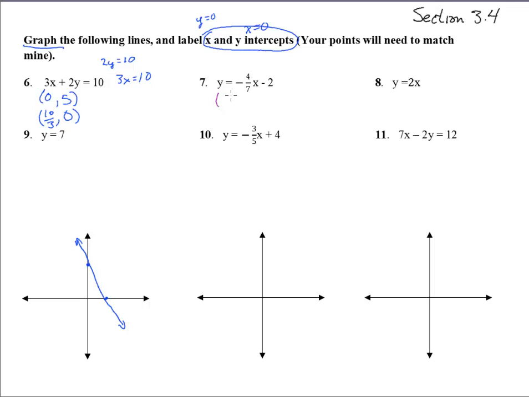If we let x be 0 to get the y-intercept, that term is all gone because we just times by 0, y equals -2. So let's put that in there. This one's a little bit tougher on these slope-intercept equations to get the x-intercept. So if we put a 0 there, we've got 0 equals -4/7 x minus 2. Add 2 over, and we get 2 equals -4/7 x. Times by -7/4, gone, gone, gone, gone. Positive, positive.